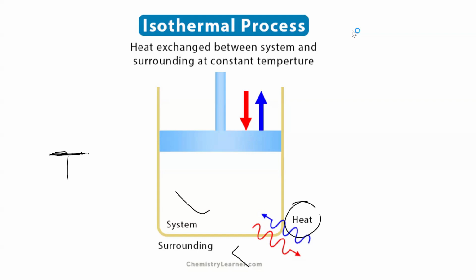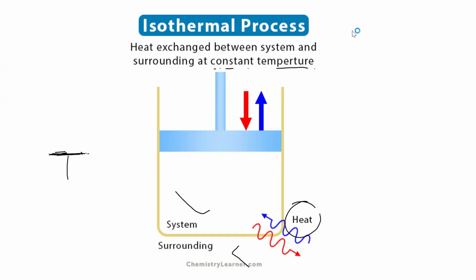And of course, the rate at which heat is exchanged is so slow that the system attains thermal equilibrium at every step. So in some process, the system exchanges heat with a reservoir, thus maintaining the thermal equilibrium at the latest temperatures. So it means that a simpler way of describing an isothermal process is a process in which the temperature is constant and there is an exchange of heat between the system and the surrounding.